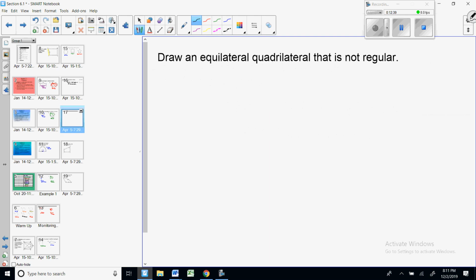We're going to draw an equilateral quadrilateral that's not regular. Your best example here is to try to draw a rhombus. Mark off all your sides the same. Make sure that you don't mark any of your angles equal either. The regular quadrilateral is going to be a square. We want to make sure that we avoid drawing that. But an equilateral quadrilateral is a rhombus where all the sides are the same, but the angles are not.